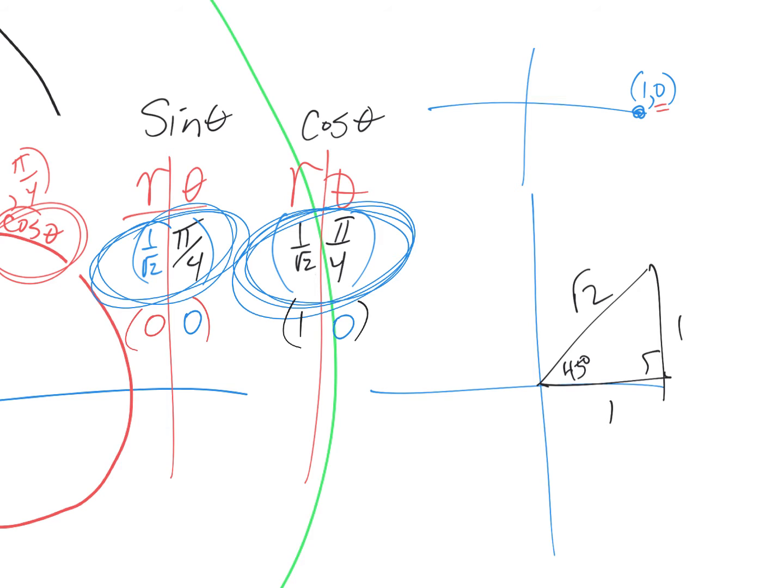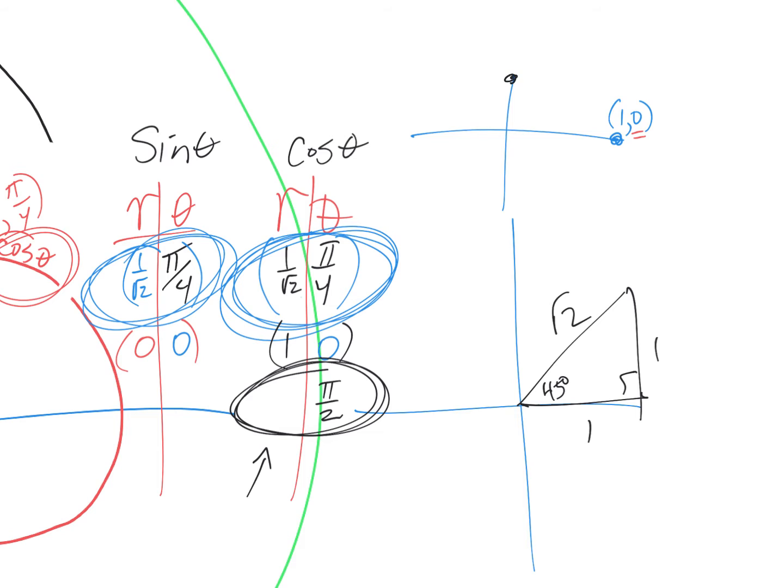Yeah, they do. What's the angle on cosine where you'd get a radius of 0? Yes? 0. Pi over 2. Let's look at pi over 2. It's right here. At that spot, 0, 1. Sine is the y. Uh-oh. Y is 1 at pi over 2. So that didn't work.